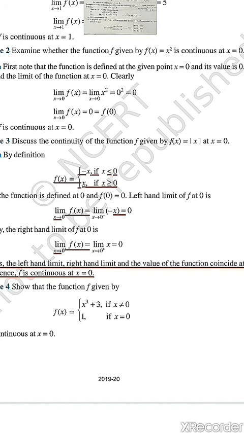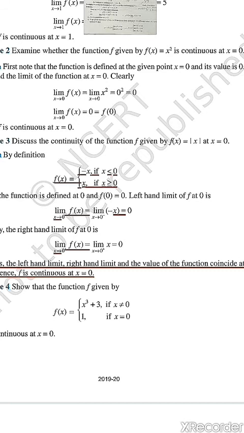It means this is the point where the function is dividing itself, that is x equals 0. For x less than 0 it is minus x, and for x greater than 0, modulus means plus x. So there are two functions now. How are we going to find its limit? How do we prove that it is continuous?